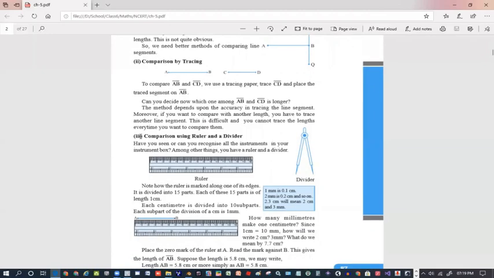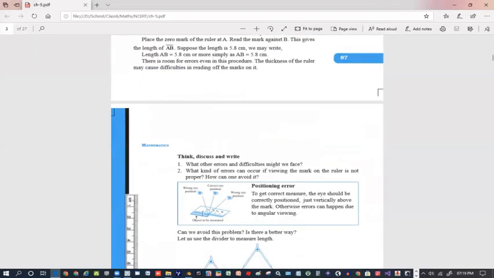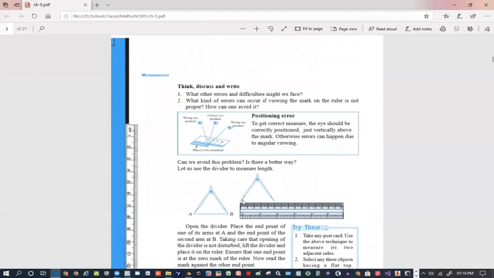And the third way is this one, comparison using a ruler and divider. So using a divider, you can pinpoint the two points on the line segment and then bring this divider to the ruler or scale and exactly see what is the measurement of that line segment using this divider.